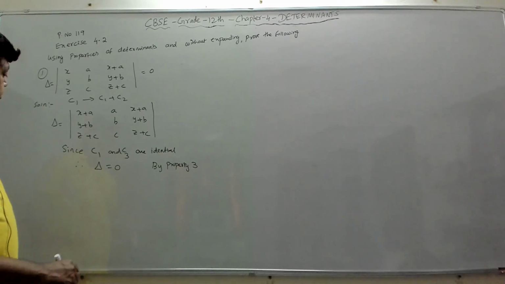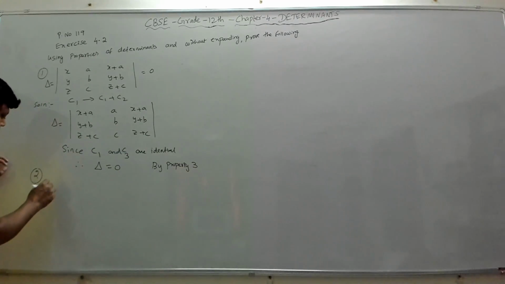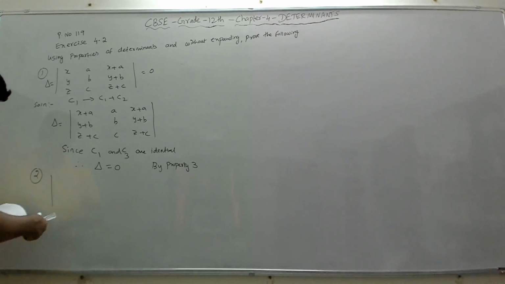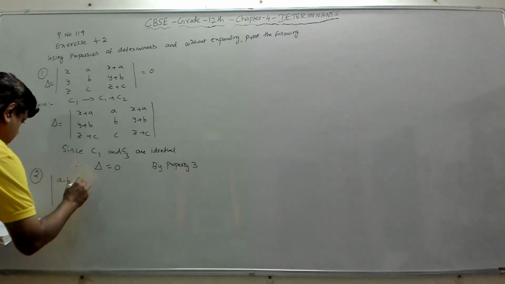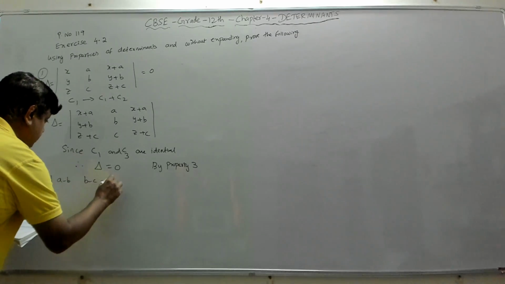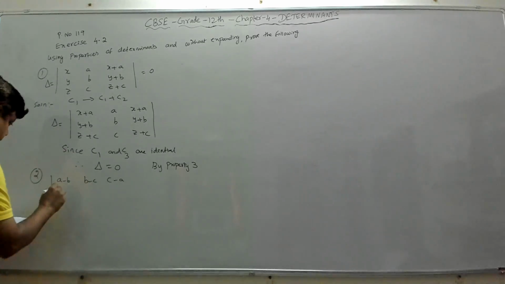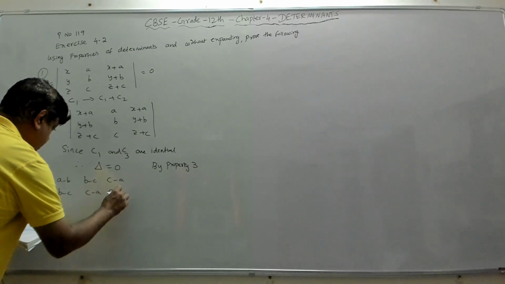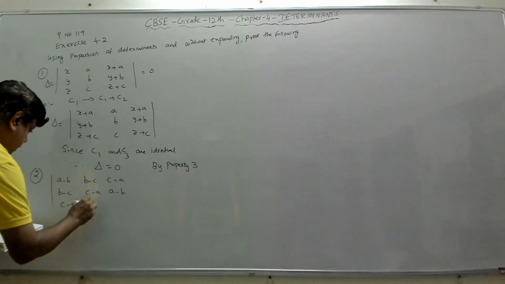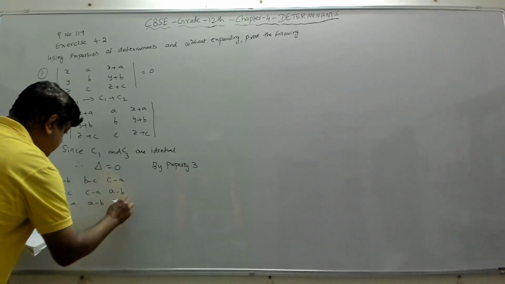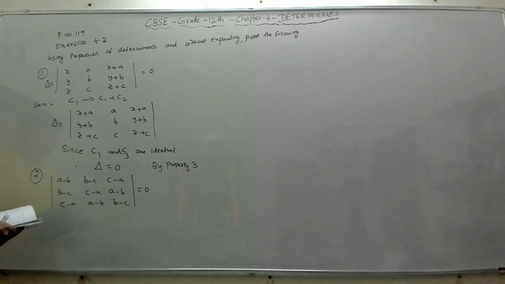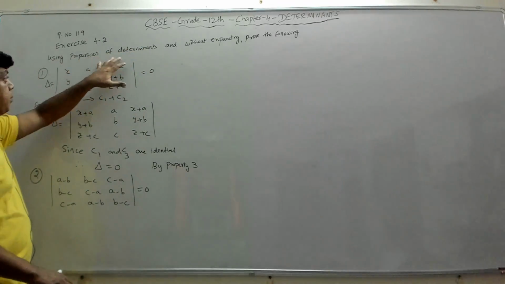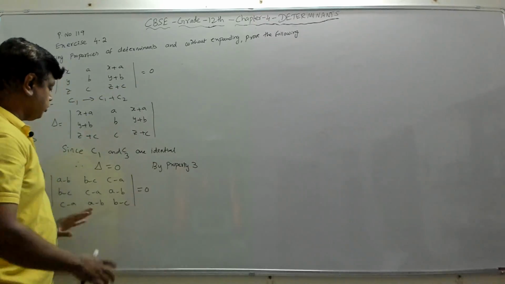The second question is the determinant with rows a minus b, b minus c, c minus a; then b minus c, c minus a, a minus b; and c minus a, a minus b, b minus c. We have to show that this is equal to 0. We have to prove this. Again, this comes under the same, using properties of determinants and without expanding. We have to prove the value of this is equal to 0.